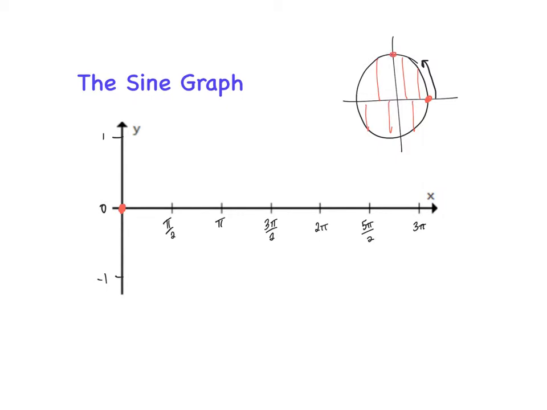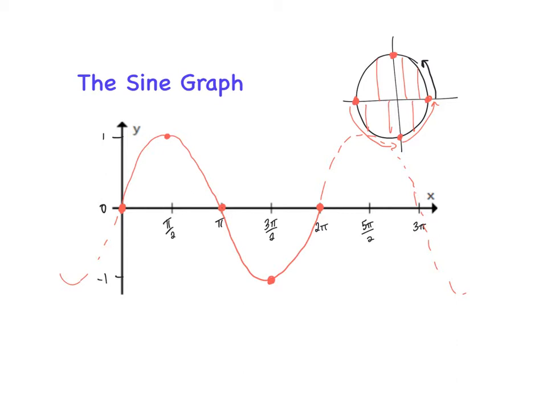At pi over 2, we have an altitude of 1. At pi, we have an altitude of 0 again. As we continue around at 3 pi over 2, we are now at an altitude of -1. And full circle at 2 pi, we're back at an altitude of 0. So our sine graph starts at the midline, goes up, goes back to the midline, down to the minimum, and back to the midline. This would continue to go on and on and on in both directions, but that is one period or one cycle of the sine graph.